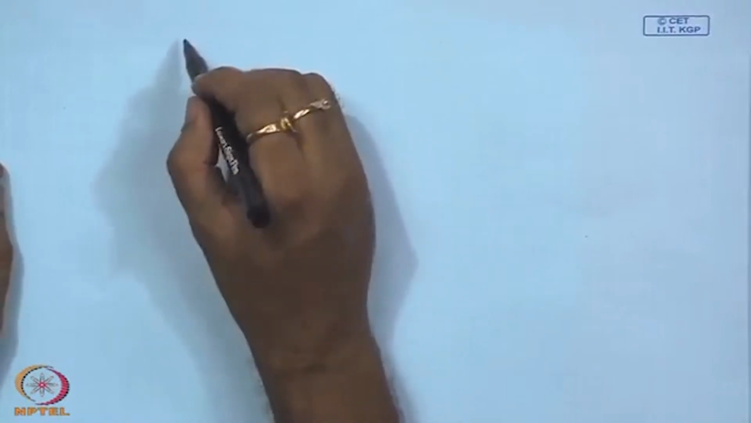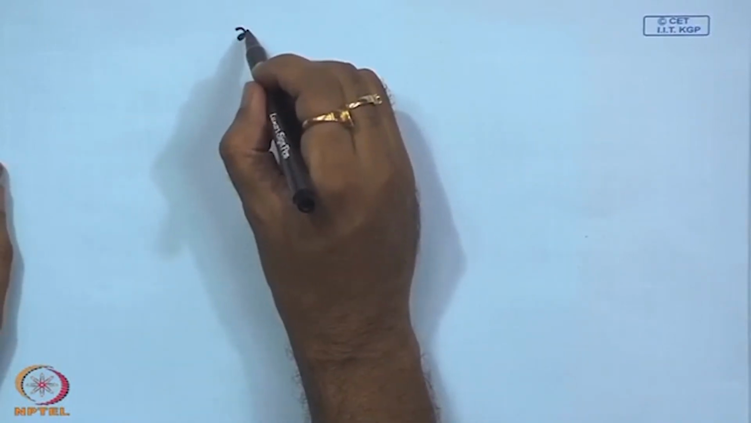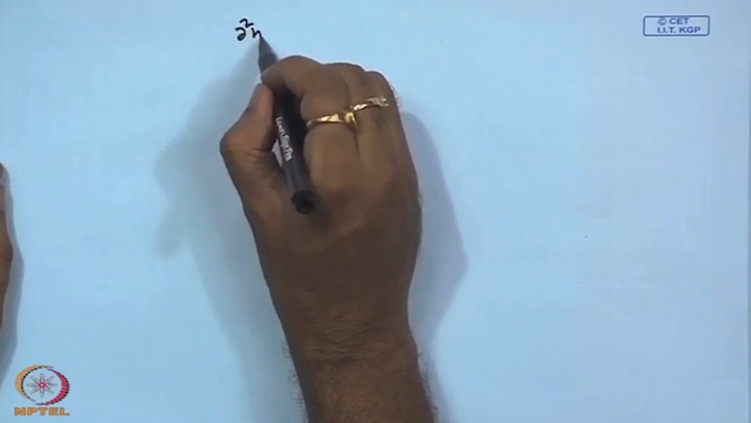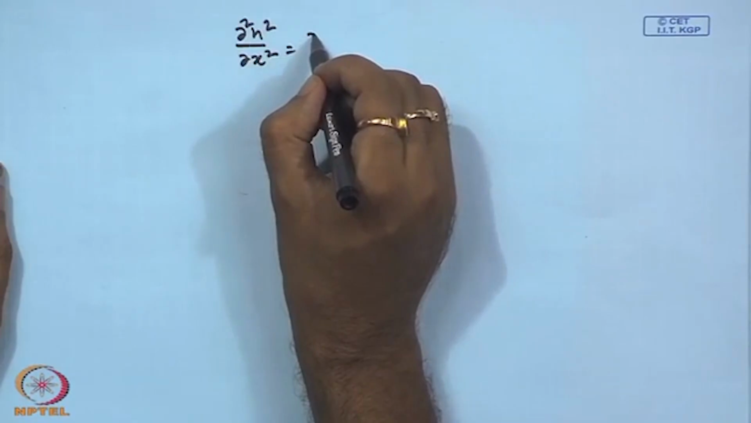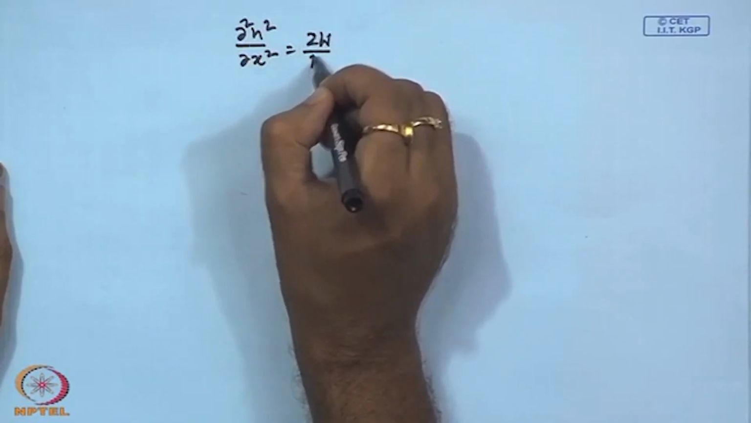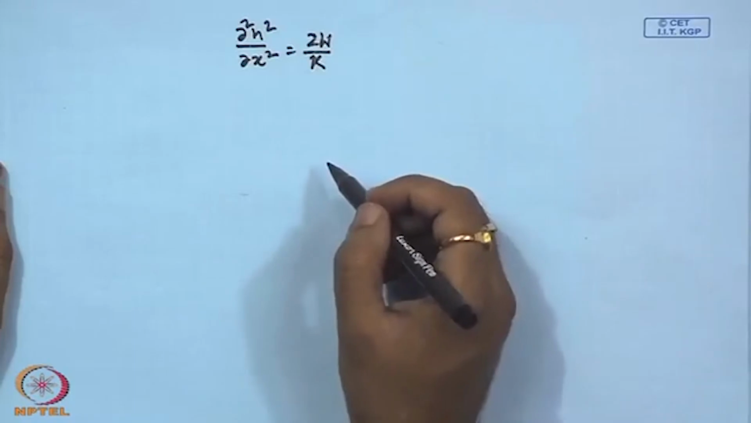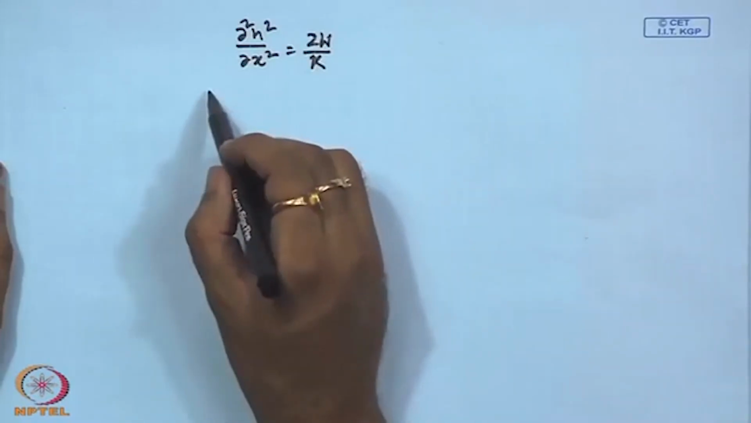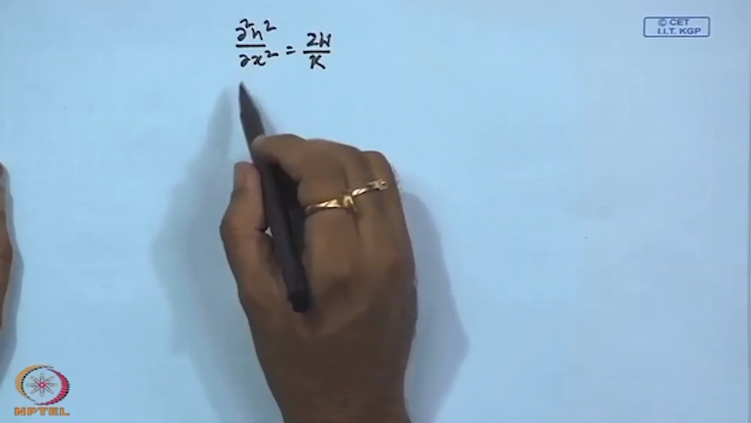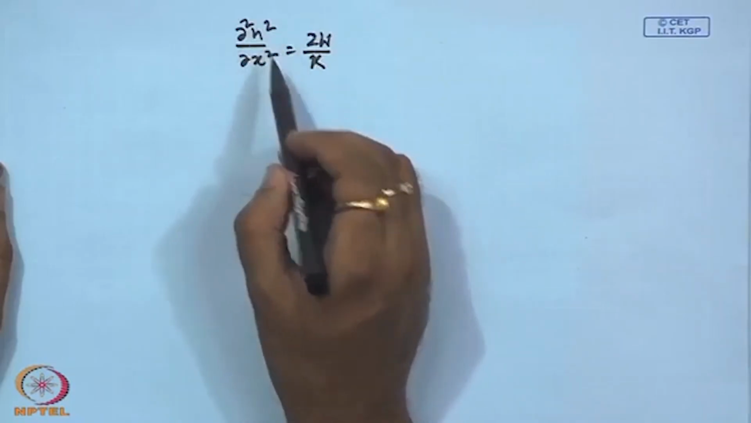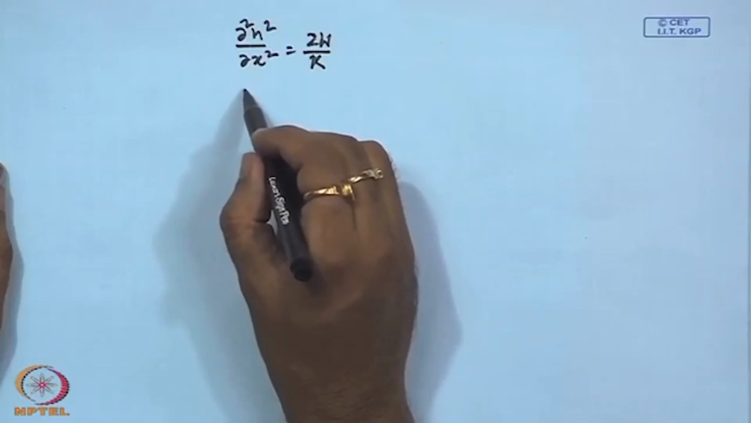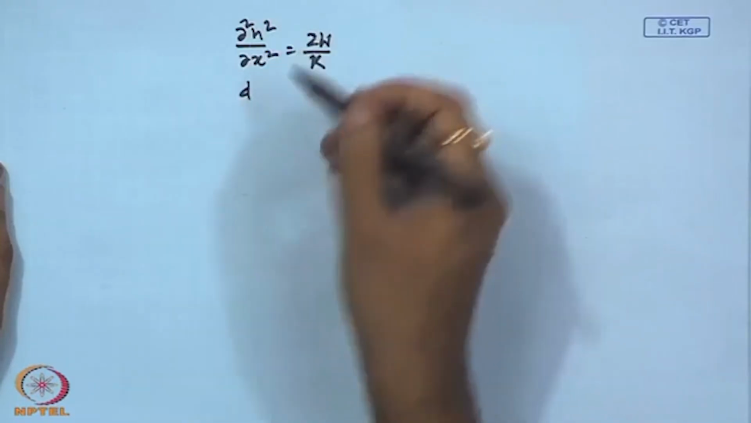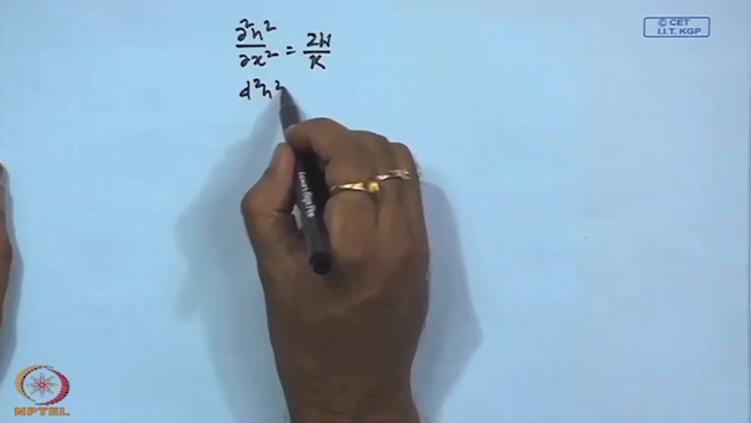So, the final equation will be del 2 H squared by del x squared equals 2 W by K, or simply we can write this as an ordinary differential equation, because H is only a function of x.